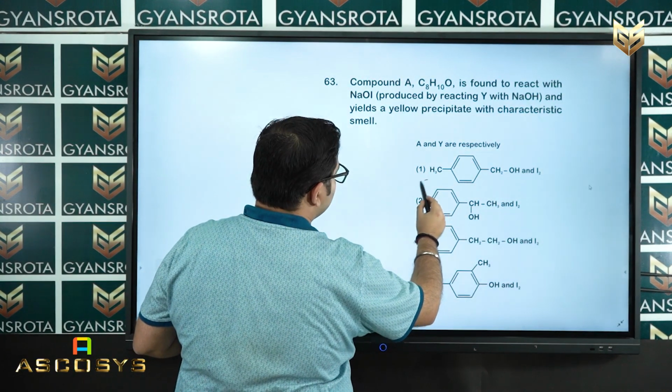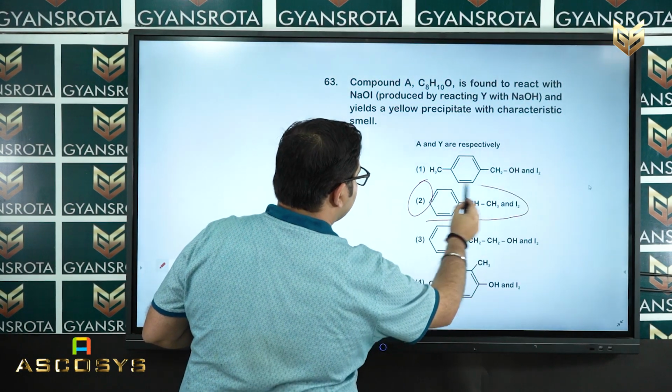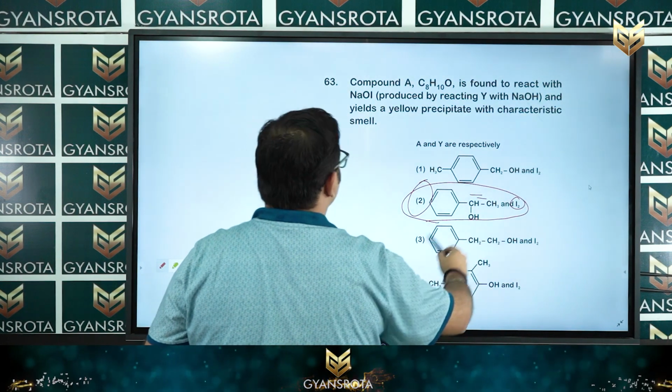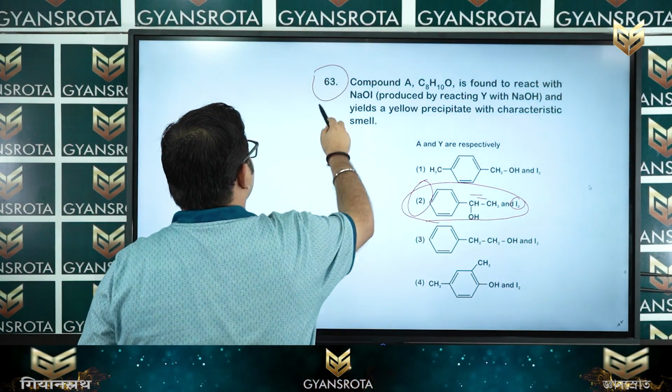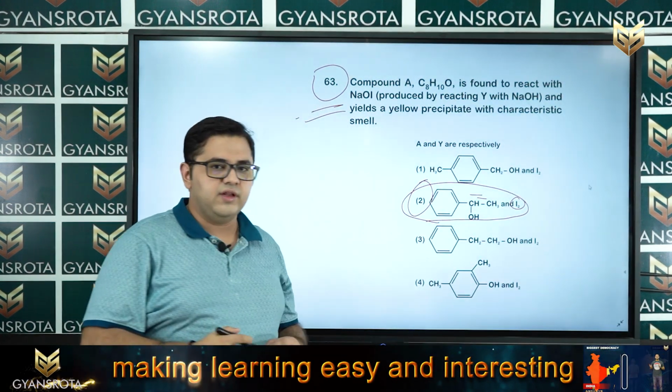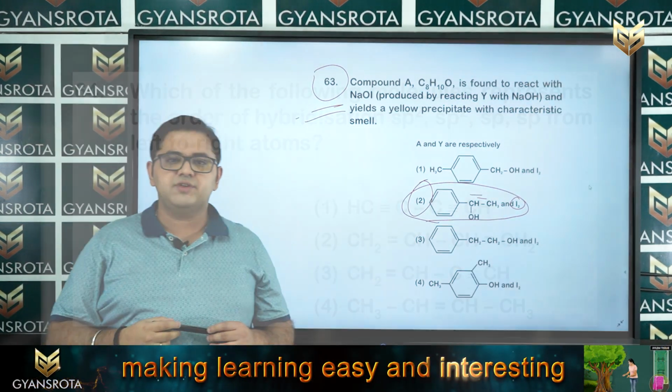Option number 2 is the correct answer, because see here I2 is produced and this is your secondary alcohol. So, option number 2 is the correct answer of question number 63. Okay. Now, we are moving to another question, that is question number 64.